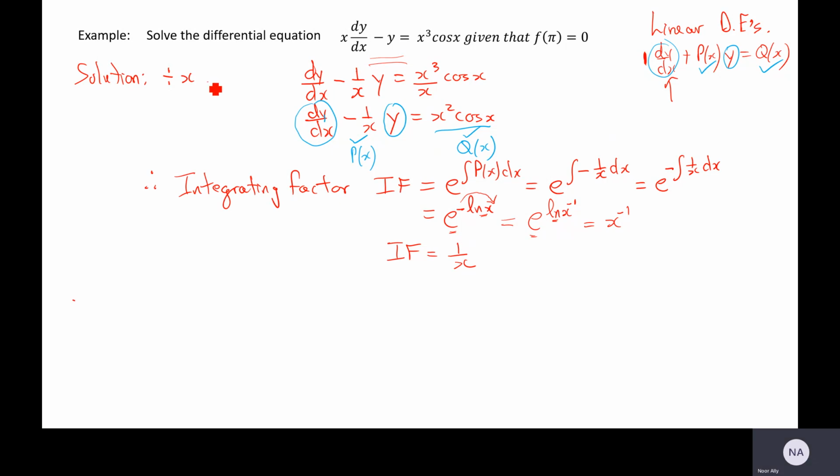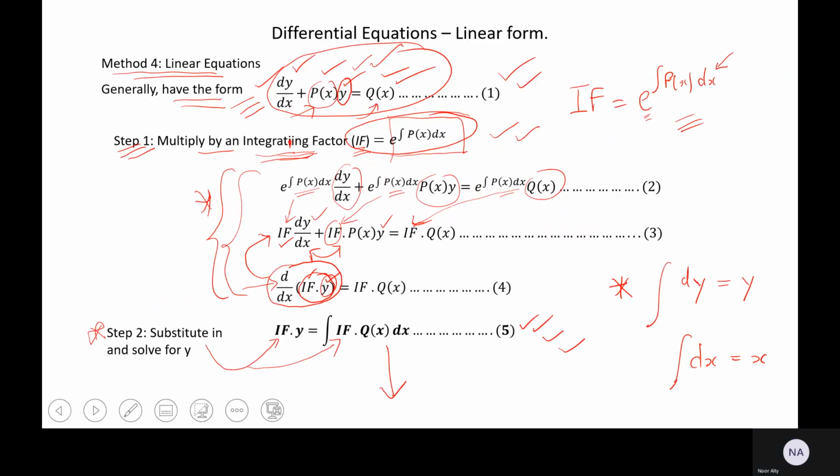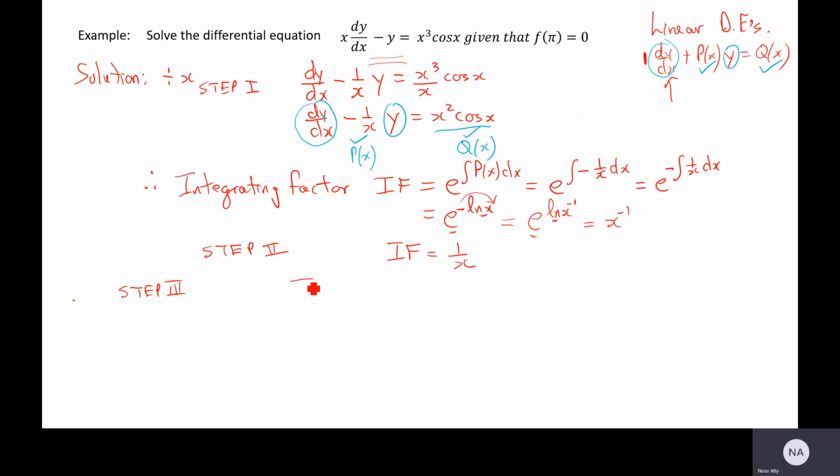Right, so let's recap. This was, in essence, step number 1, getting the correct form. Step number 2 was finding the integrating factor. And what's step number 3 now? Let's just quickly recall. I've written step 2 there. I simply use this equation: integrating factor times y is equal to the integral of the integrating factor times q of x dx. And that's all I have to do.